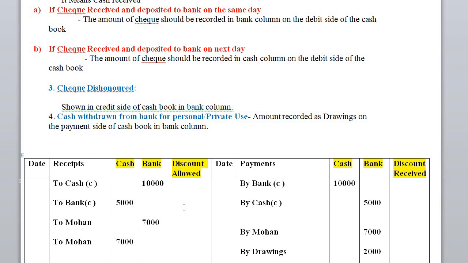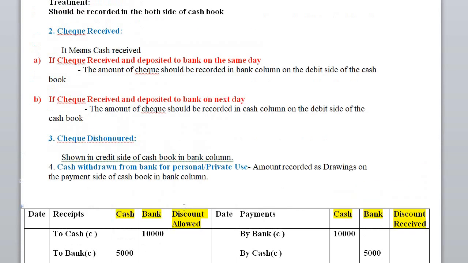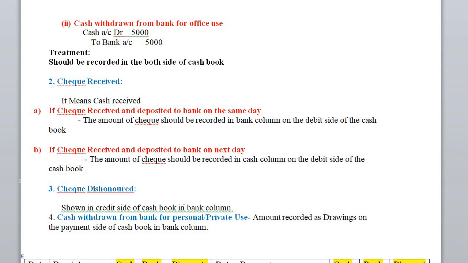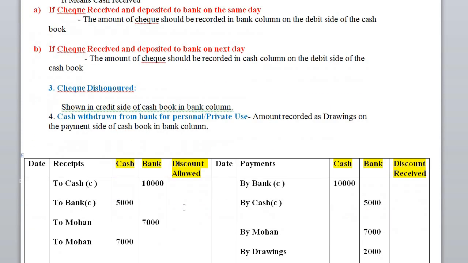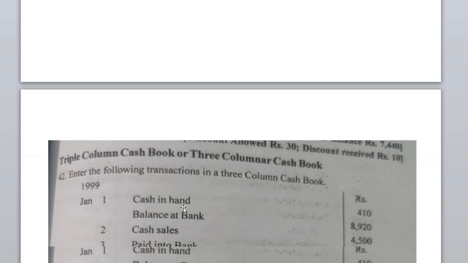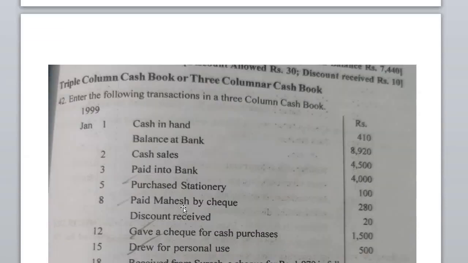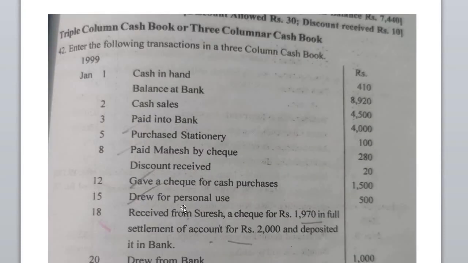So these four are the important keynotes that we require to prepare the 3-column cash book. In this video, we can understand what is meant by subsidiary book, for what purpose it is prepared, and what the different types of subsidiary books are. We are going to see one problem in the 3-column cash book. Problem number 42, 3-column cash book.